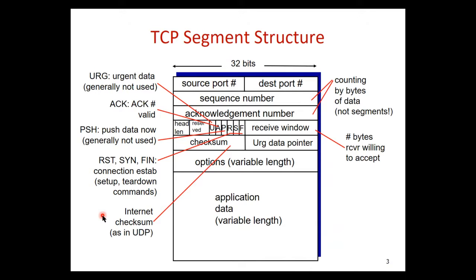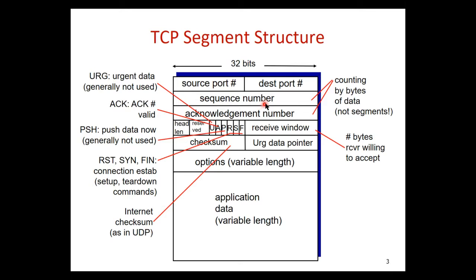Okay, let's go through some of the important fields in the segment. The source port number and destination port number are the same as in UDP, and they have the same meaning. They are used for multiplexing and demultiplexing.